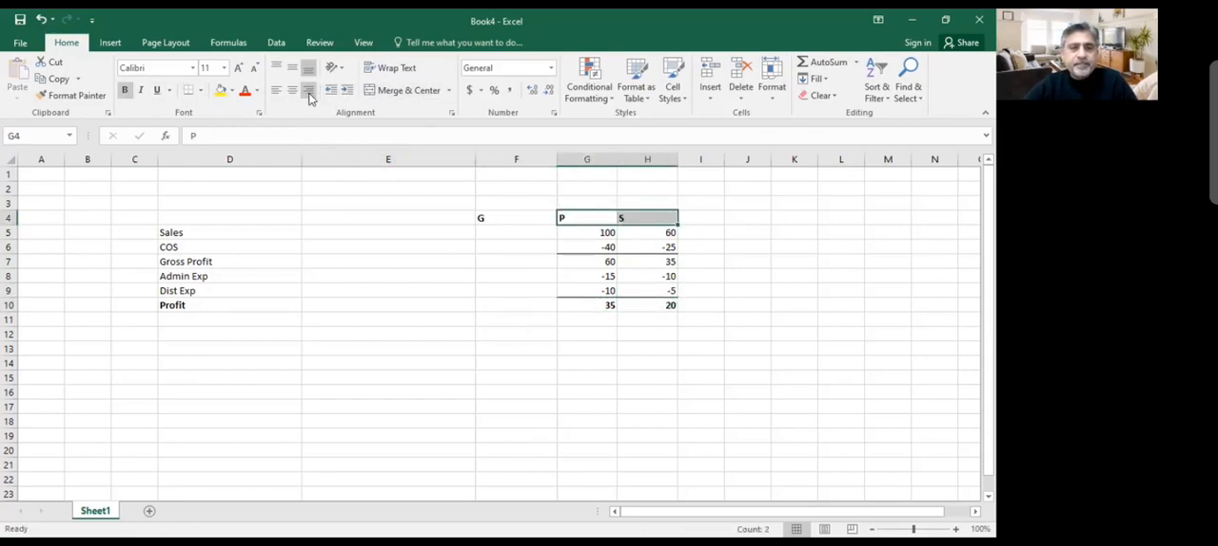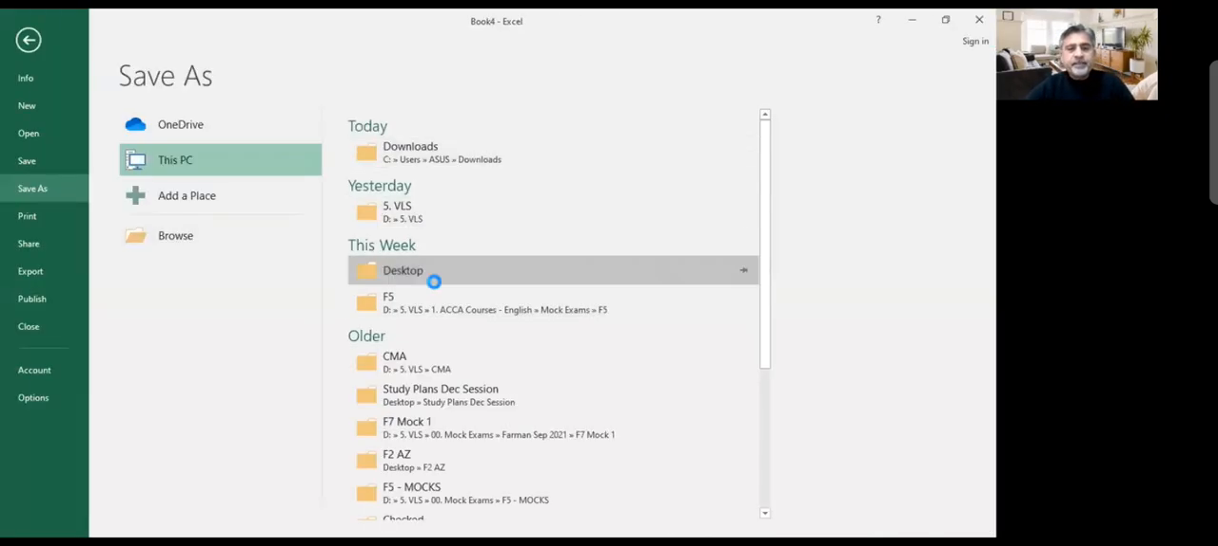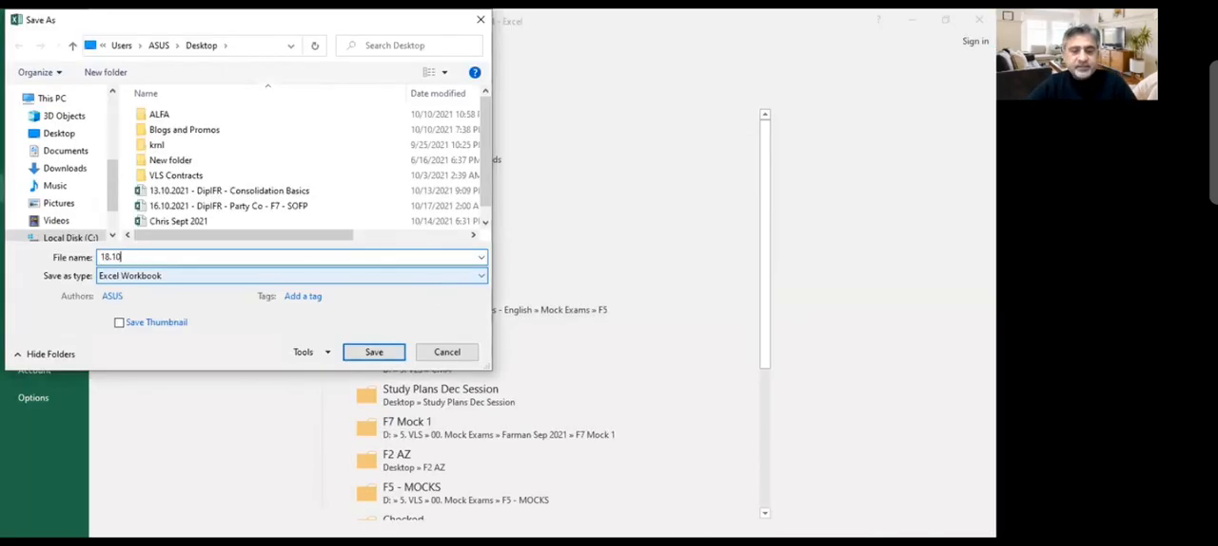Now we need to consolidate. So we know that consolidation is a process of adding together. Let me just save this file so that we don't lose it.